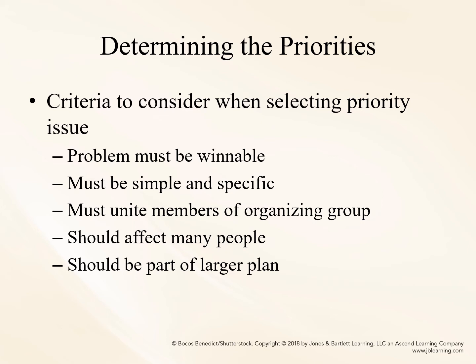Miller has identified 5 criteria that community organizers need to consider when selecting a priority issue or problem. First, the problem must be winnable. It must be something you are able to achieve. It must be simple and specific. It must unite members of an organizing group. It should affect many people, and it should be part of a larger plan.